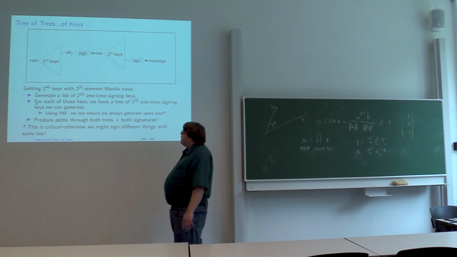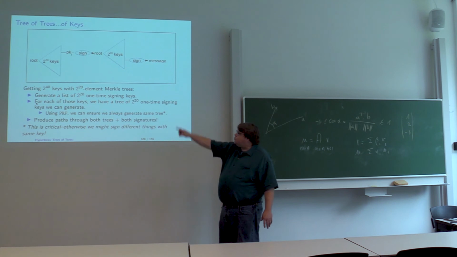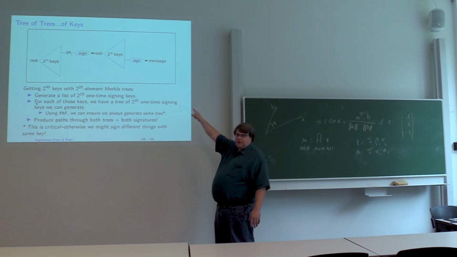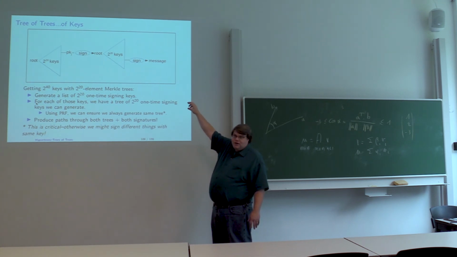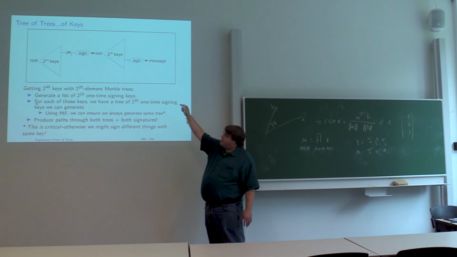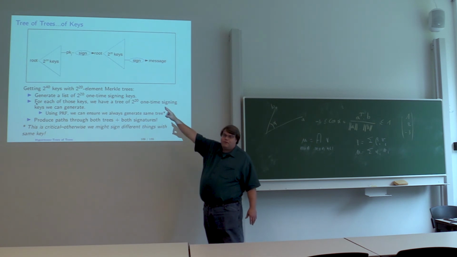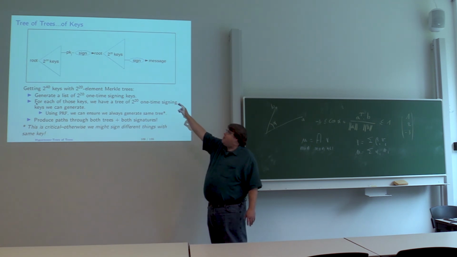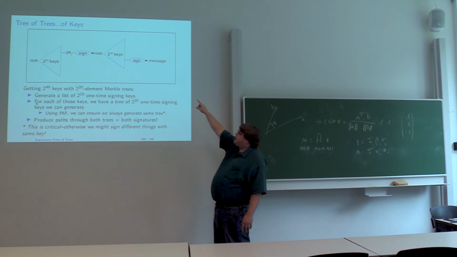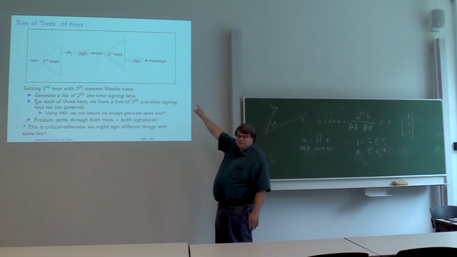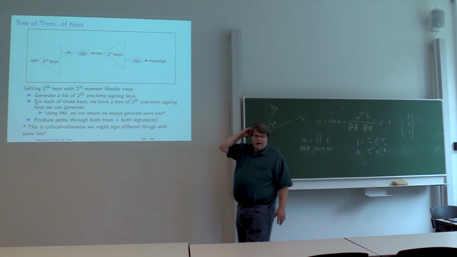Then, whenever I'm ready to use one of those keys and go down the tree to the next level, I'm going to generate the full Merkle tree, 2 to the 20 of these keys, construct the Merkle tree, hash it all the way up, get the root, and then sign the root with the first key. And that's when I'm then going to choose the second key and sign a message with it. So this is a little more complicated.